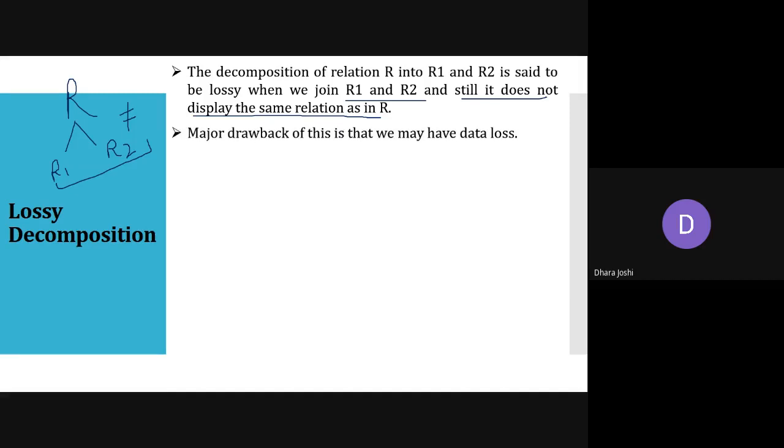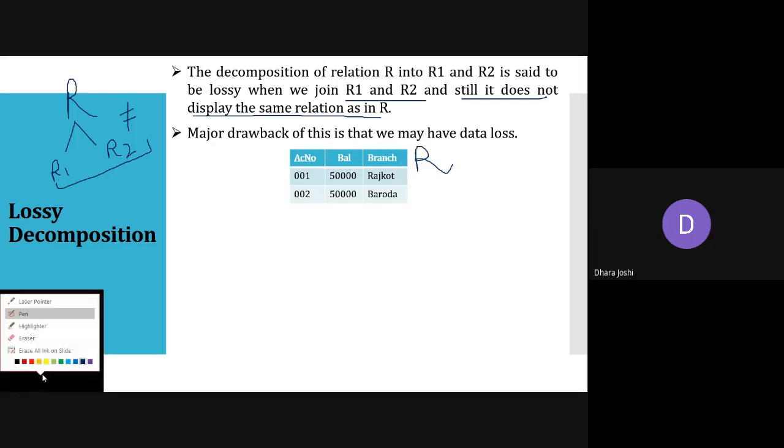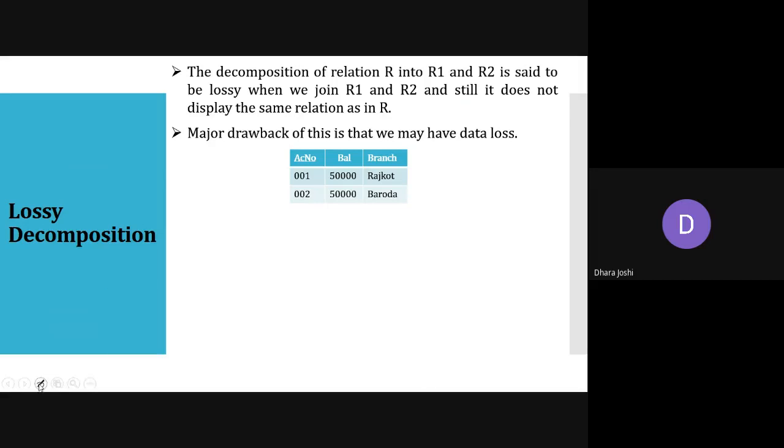The major drawback of this decomposition is that we may have data loss. For example, suppose this is our relation. In this relation, we have three attributes. The first attribute is account number, the second is balance, and the third one is branch. I'm calling this relation R.